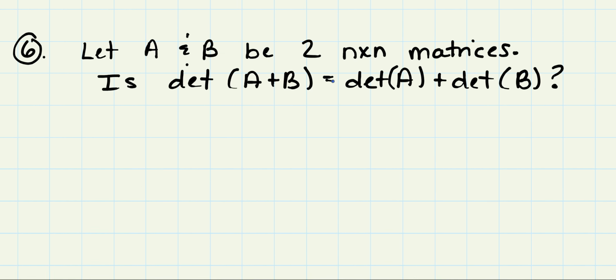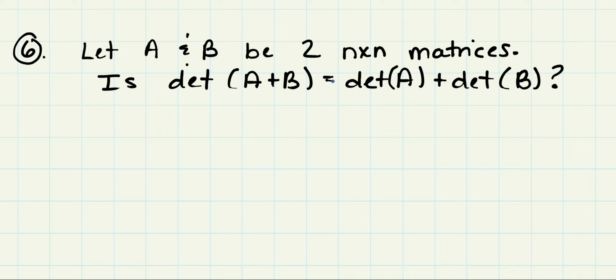This is kind of fun. Let's say we have two n by n matrices. Is the determinant of the sum of matrices equal to the determinant of each matrix added together? This was not a property I listed under determinants. We had a property like this for multiplication, but not for addition. And there's a reason for that, because it's not true.